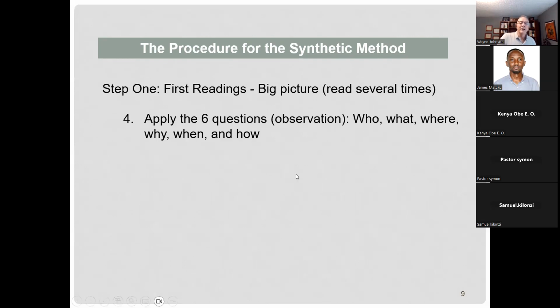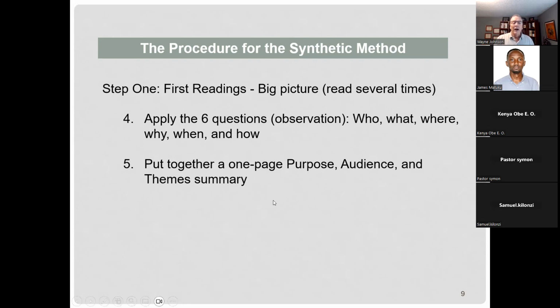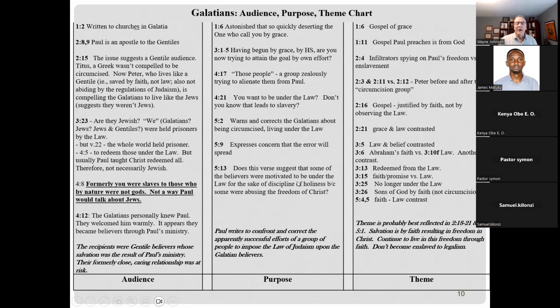In this, always keep those 6 questions in mind. Again, we're not interpreting, we're just observing. We want to see what's there and then form some conclusions of what the big picture is all about. As you read, take notes and then put your observations into what I call an audience, purpose, and themes summary. Summarize it in some way. And this is an example of how you can do that, just using a chart.